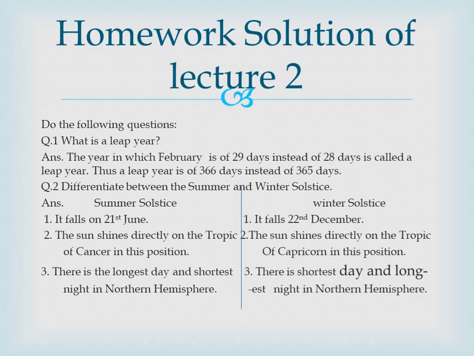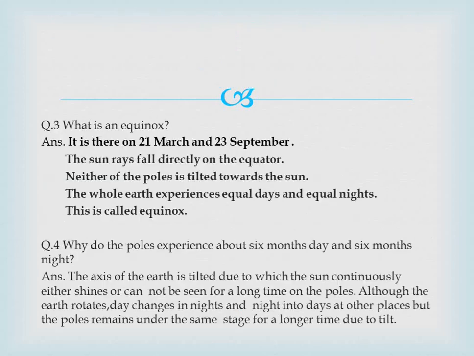Remember this: the longest day and shortest night is in the summer solstice in the northern hemisphere, and in the winter solstice, the shortest day and longest night. What is an equinox? It is on 21st March and 23rd September. The sun's rays fall directly on the equator. Neither of the poles is tilted towards the sun in this position. The whole Earth experiences equal days and equal nights.